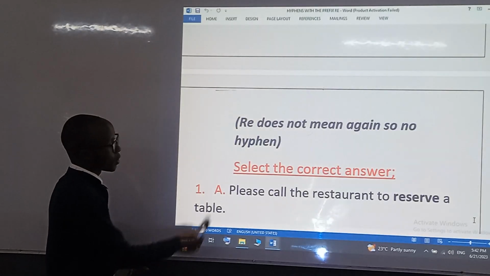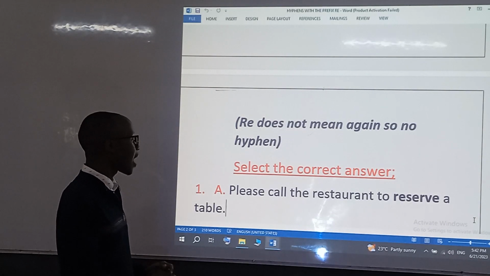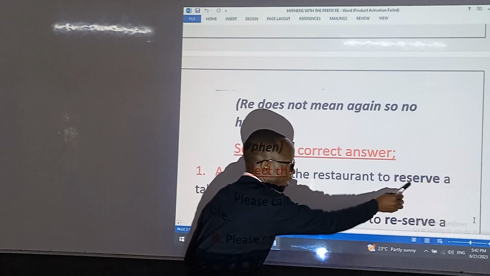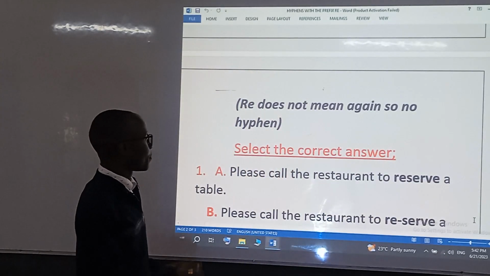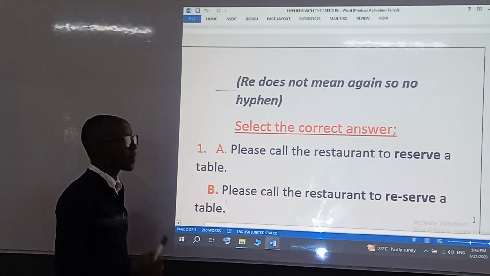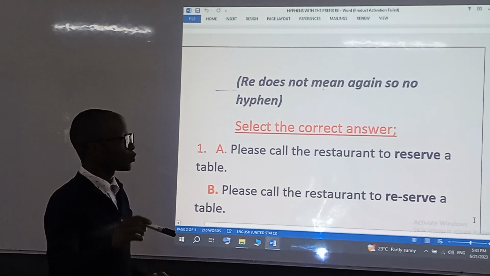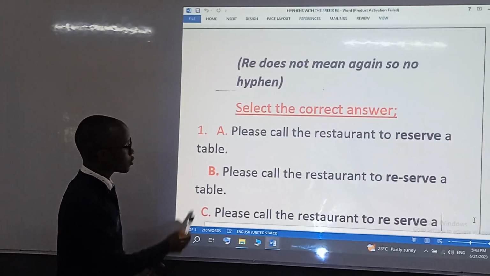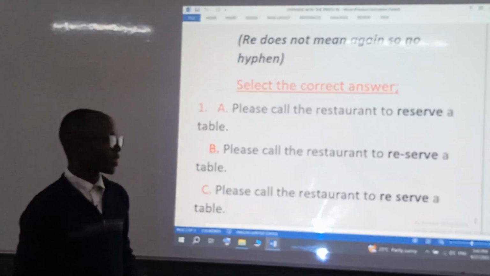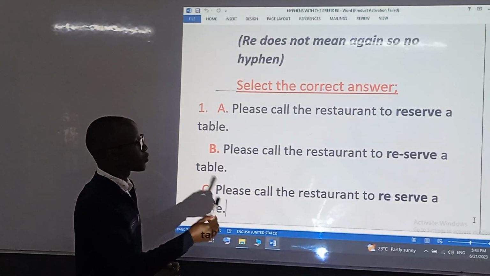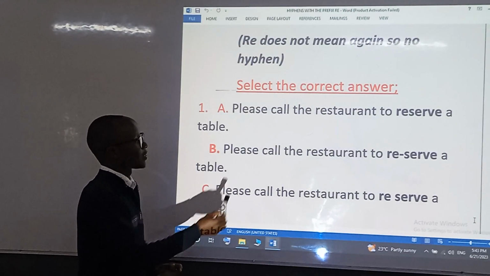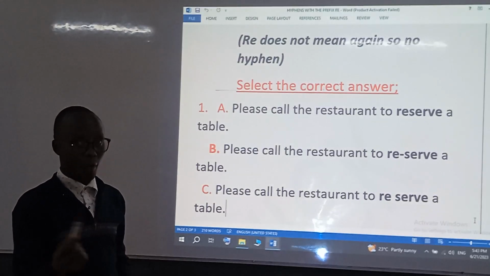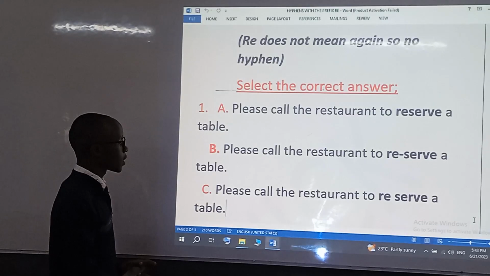Question 1 says, please call the restaurant to reserve a table. The question is, do you think reserve should be hyphenated or not? What is your answer? Should we hyphenate it or not? Now, what about part B of question 1? Please call the restaurant to re-serve a table, so that the word reserve is hyphenated. Do you think it's right or not? I want your answer in the comment section.